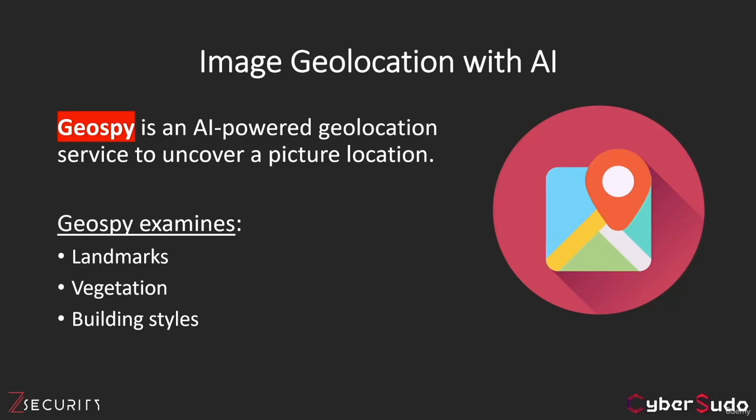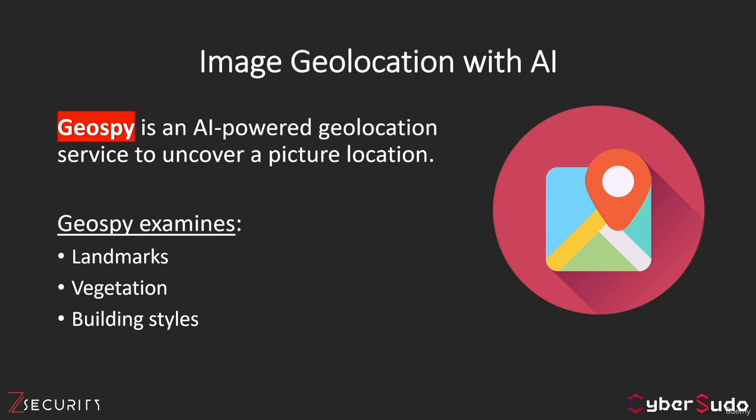If you have got a picture of a place and you would like to find where this picture is, then you can use GeoSpy. GeoSpy is an AI-powered geolocation service to find a picture location.